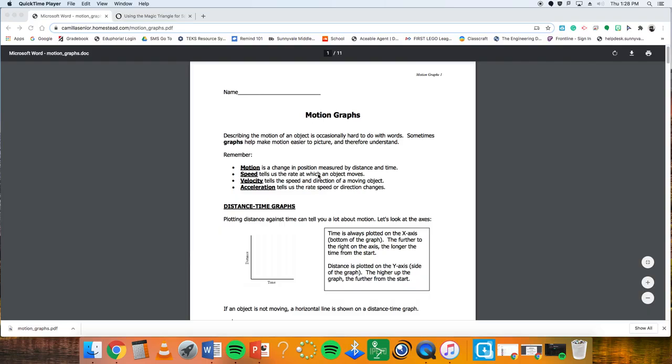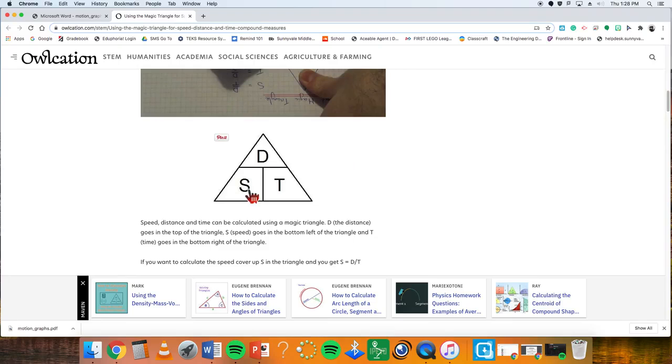So speed tells us the rate at which an object is moving. However, we use a formula for that. And here's your formula. Speed equals distance over time. You can use a triangle for this, just because triangles are really easy for understanding what formula you need to use. So for example, speed equals distance over time.